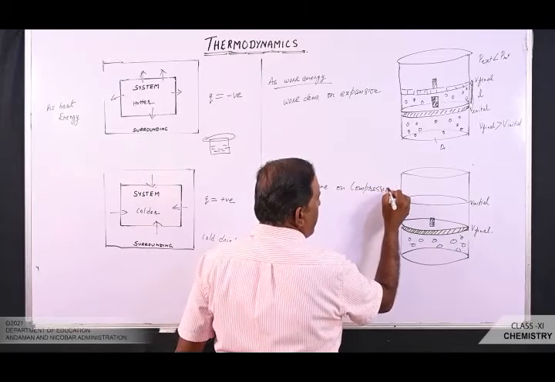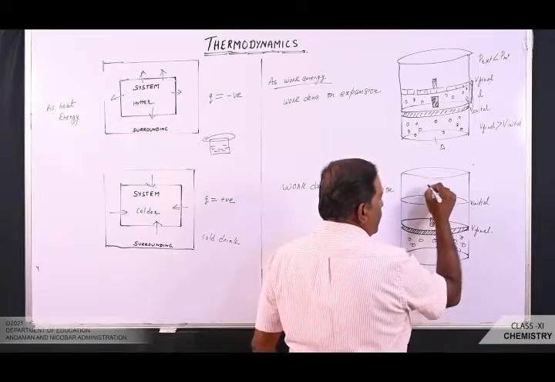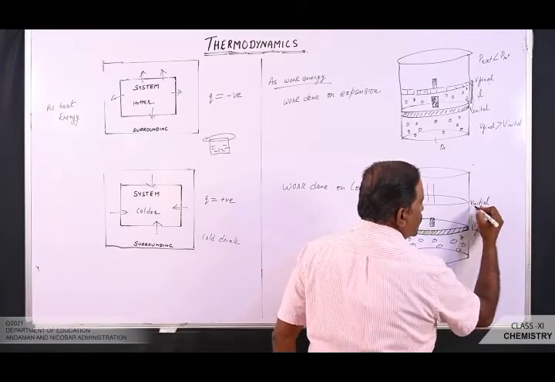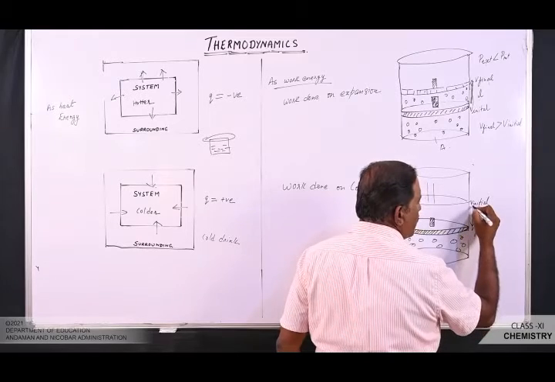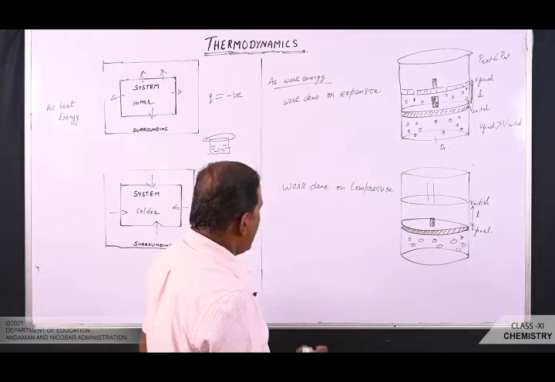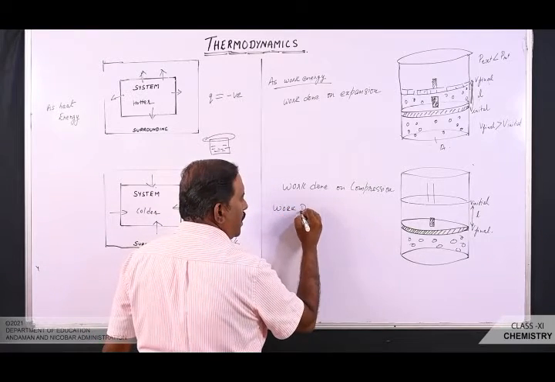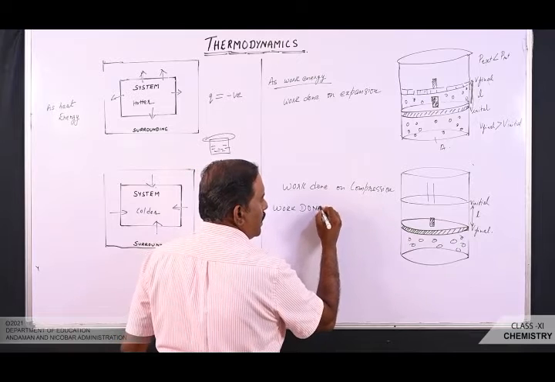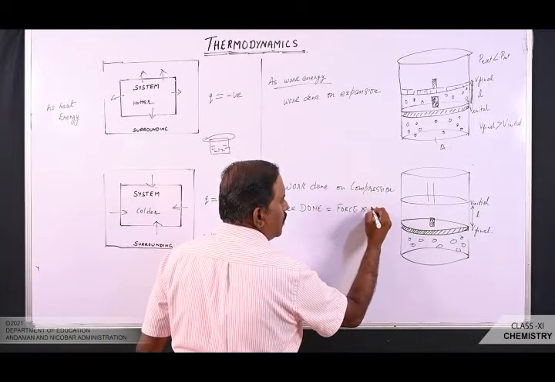Here the gas has been compressed. So V initial is here and V final is here, compressed to this level, which is also a distance of L. So we know work done is equal to force into distance.